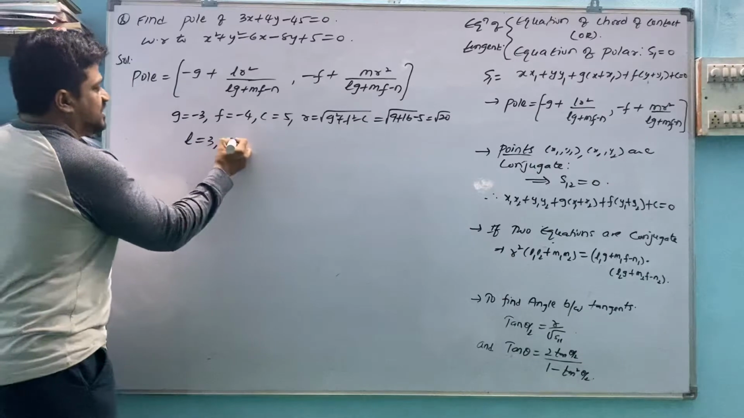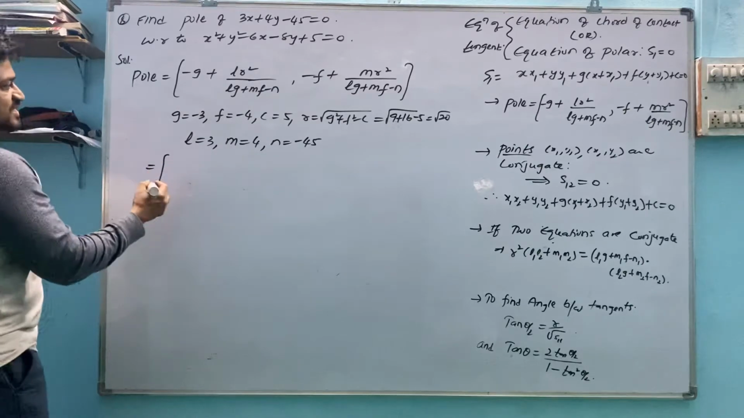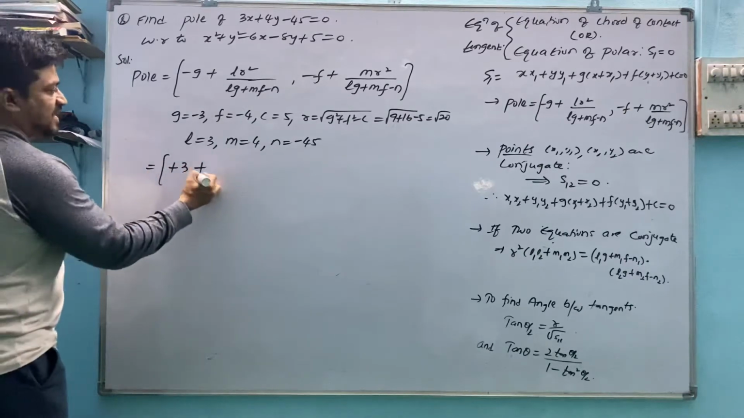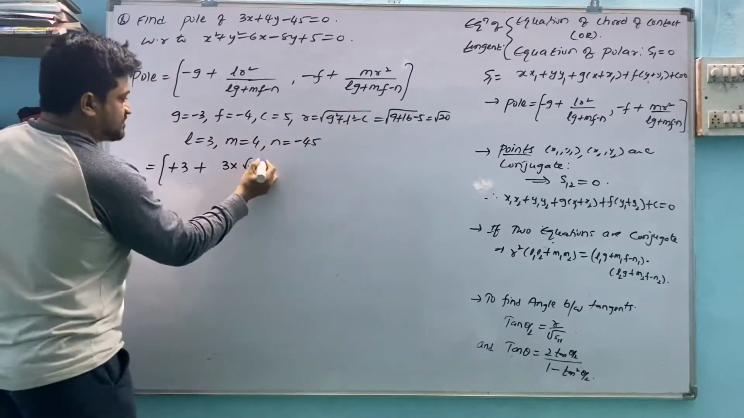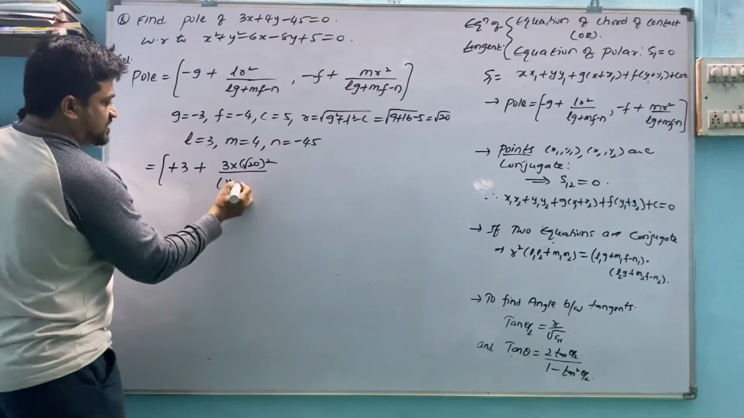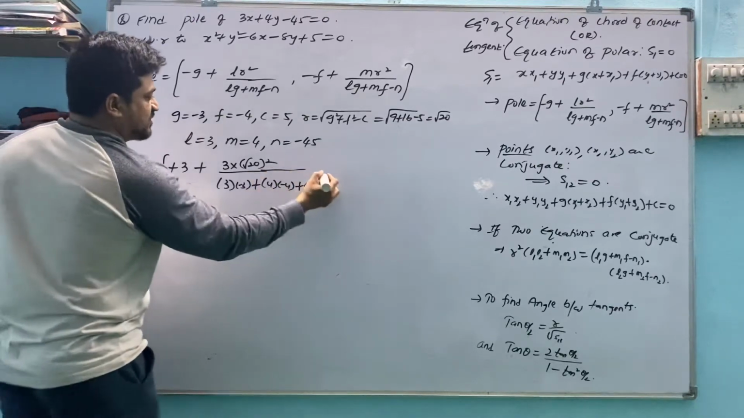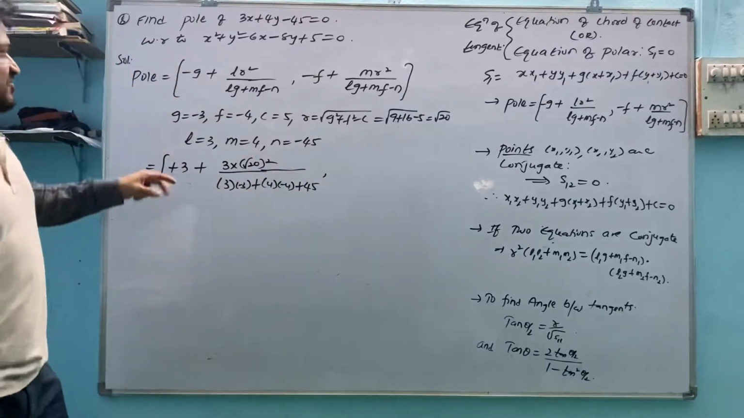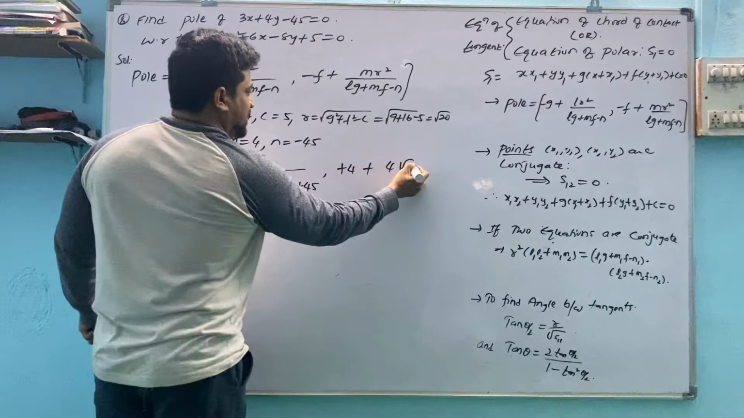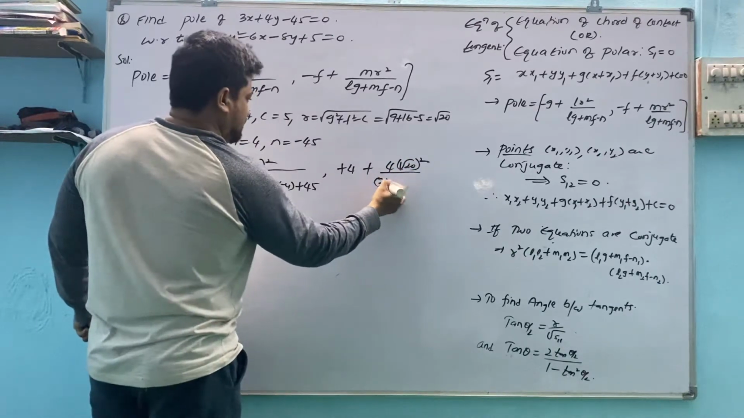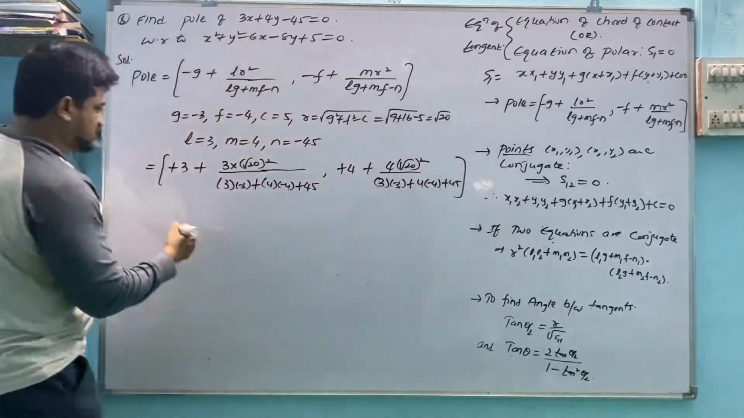L is equal to 3, m is equal to 4, n is equal to minus 45. So this equals to minus g plus L into R square, L into R square, R is root 20 by LG, L into G, M into F, minus N, minus of minus 45 is plus 45. Then we have minus F, minus of minus 4 plus 4, plus M into R square, M is 4, R is root 20 square divided by LG, whatever we have taken earlier, same thing, plus 45, bracket close.